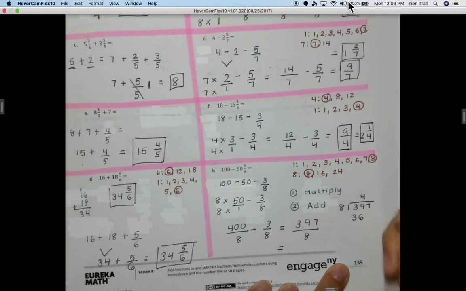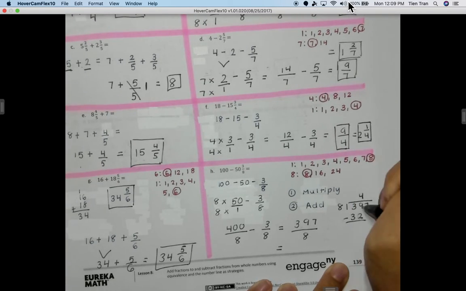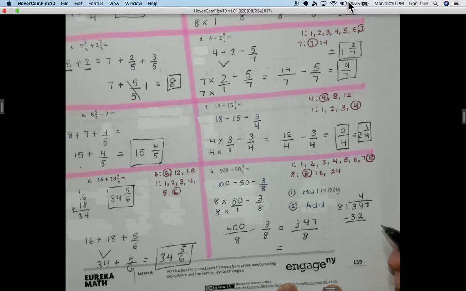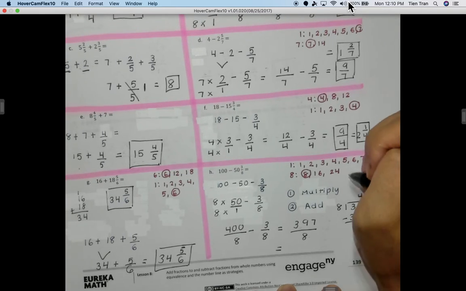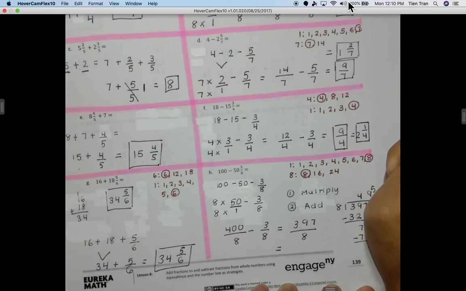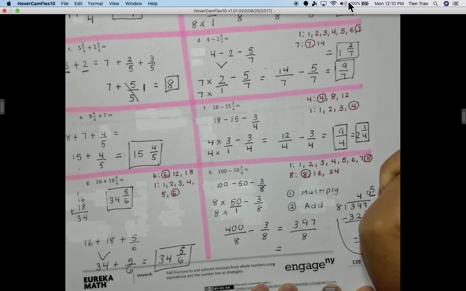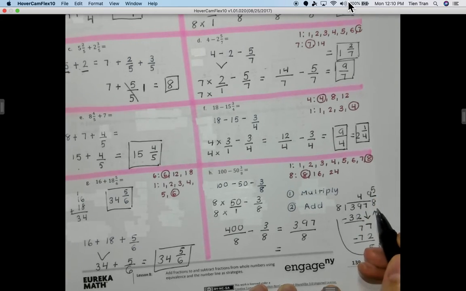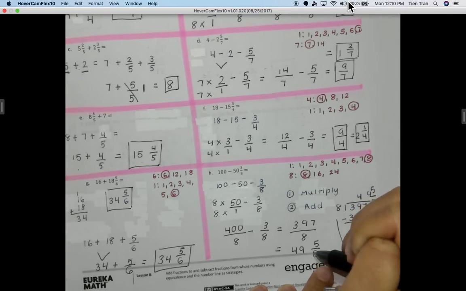4 times 8 is equal to 32. 9 minus 2 is going to give me 7. And I'm going to bring down my 7. And 8 can go into 77 9 times because 8 times 9 is 72. Subtract. 7 minus 2 is 5. So that's my remainder. And my denominator is going to be 8. I'm running out of room. So my final answer is going to be 49 and 5/8.